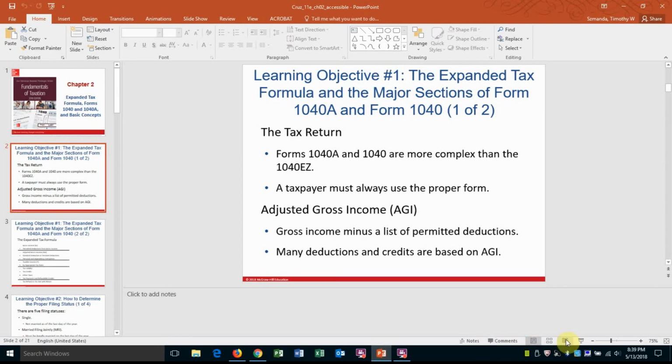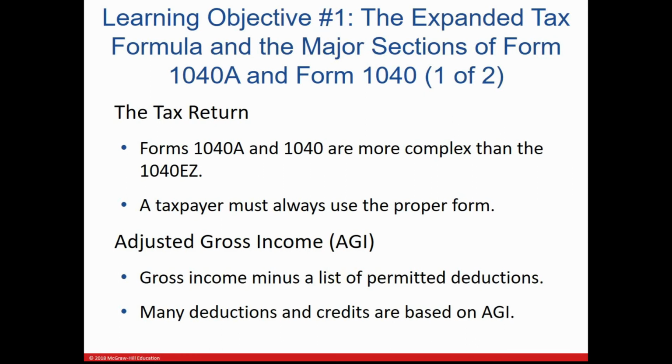Moving forward then into Chapter 2, we're going to be, among other things, expanding on the tax formula. But before we do that, let's revisit some of the tax returns that we talked about in Chapter 1. You'll recall that we discussed three primary tax forms on the federal side of our tax system, and that is Form 1040A, 1040EZ, and Form 1040. Forms 1040A and 1040 are more complex, and 1040 is the most comprehensive or complex. And the authors recommend that the taxpayer always use the proper form, so that the taxpayer uses the simplest form.